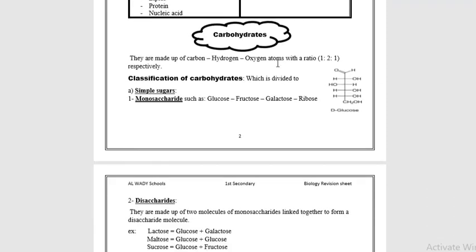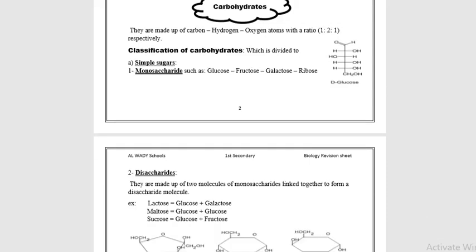First, we will talk about carbohydrates, very important macromolecules for living organisms. They are formed, like we studied, from carbon, hydrogen, and oxygen, in ratio 1 to 2 to 1. Classification of carbohydrate.